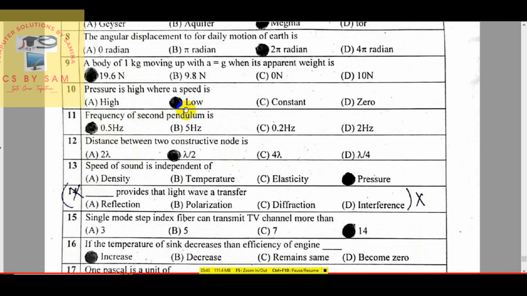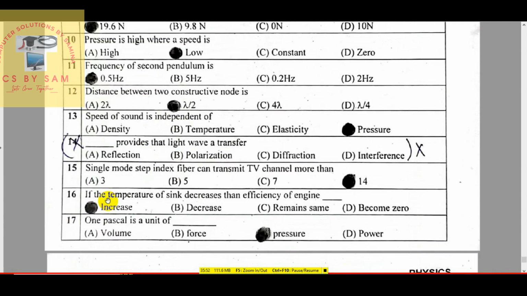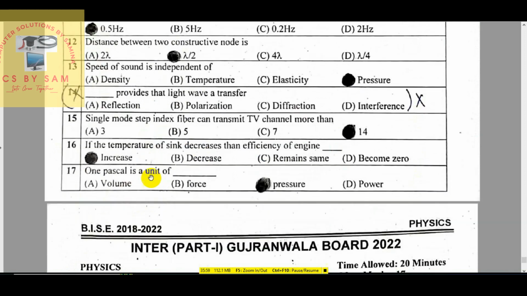Pressure is high where speed is low. Frequency of second pendulum is 0.5 Hz. Distance between two consecutive nodes is lambda over 2. Speed of sound is independent of the pressure. ये जो है करेक्ट नहीं है, इसको काट दें. Single mode step index fibre can transmit TV channels more than 14.